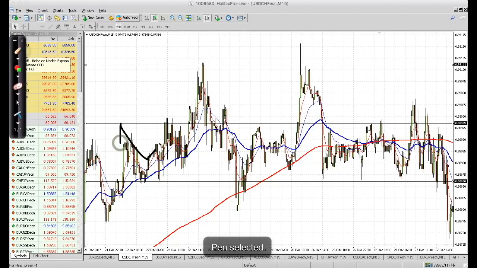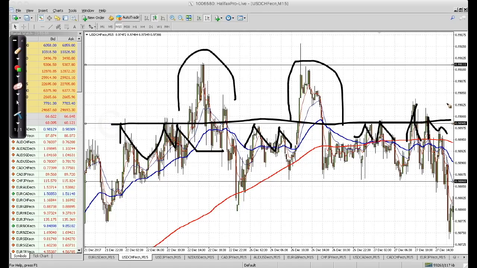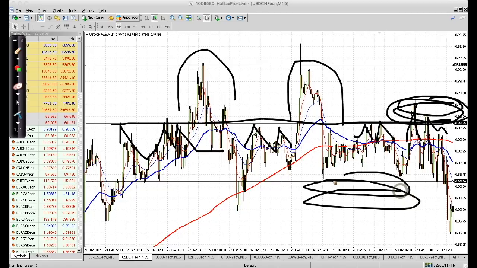So resistance, resistance, resistance. It broke above the resistance, then resistance again, broke above it, resistance again, resistance again, resistance, resistance, resistance. Very strong resistance levels. Tells you sellers were waiting there. Buyers were waiting there, okay?